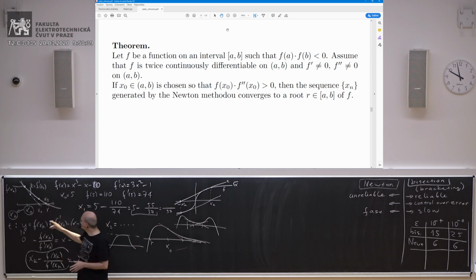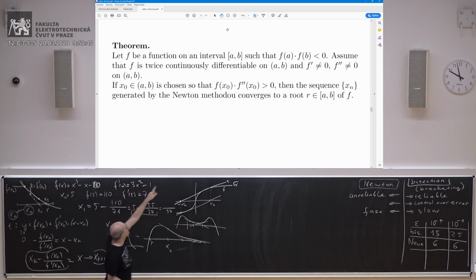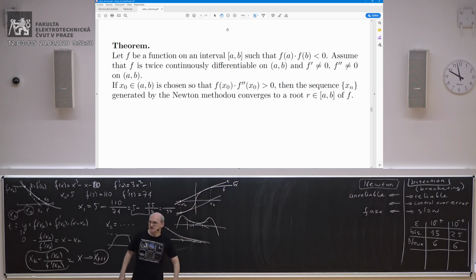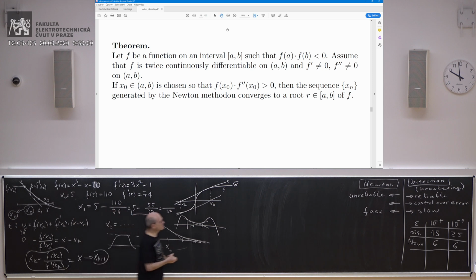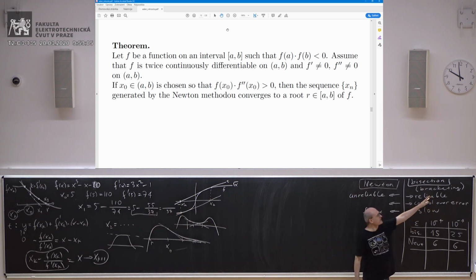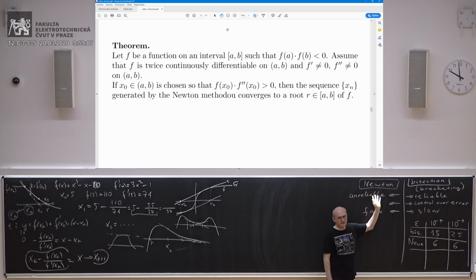And then if you get lucky with your initial guess, you are guaranteed to get the answer, which is the last line. It says, the sequence generated by the Newton method converges to a root. So in some situations, we are guaranteed to get the root, but it's not easy to get to them, as you can see in the picture. What people actually often do is to combine these two approaches. We have a method which is slow, but it's reliable, and another which is unreliable, but hopefully fast. We will talk about it later.